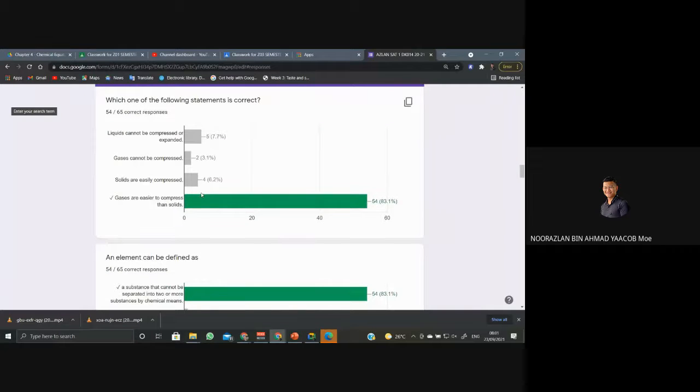Ya. Siapa yang tak mute tu? Ada soalan tu? Tiada.